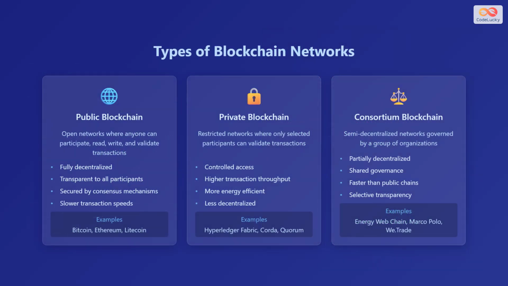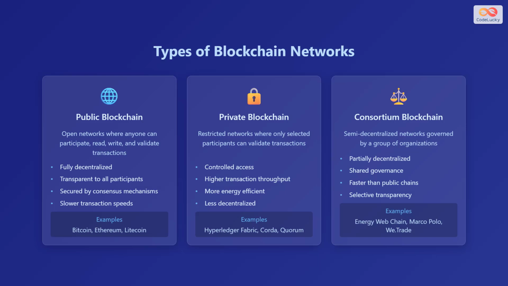There are several types of blockchain networks. First, public blockchains. These are open networks where anyone can participate, read, write, and validate transactions. Public blockchains are fully decentralized, transparent to all participants, secured by consensus mechanisms, and typically have slower transaction speeds. Examples include Bitcoin, Ethereum, and Litecoin.